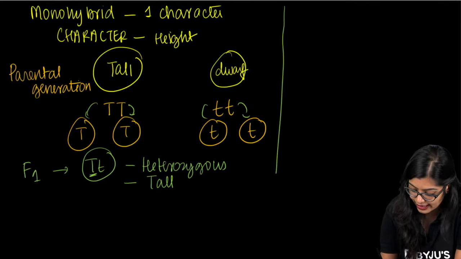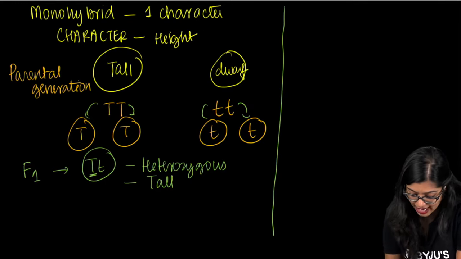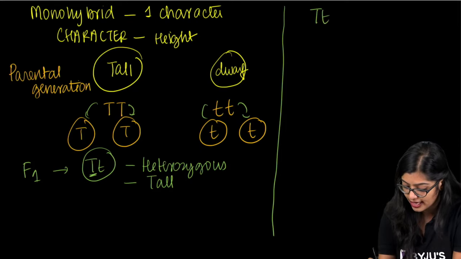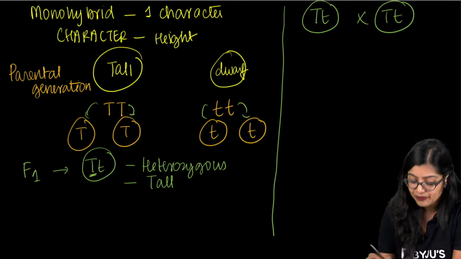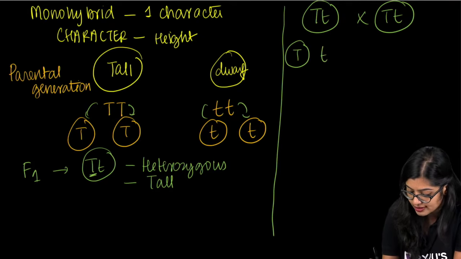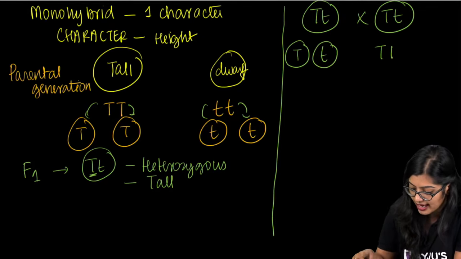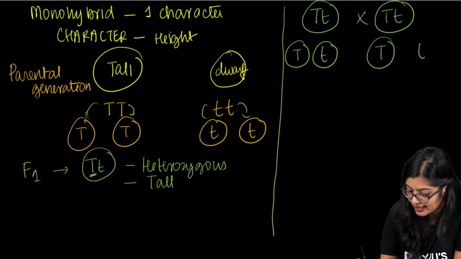Now what did he do? He is like, I am more curious. So I will take my F1 plant. I'm going to take this plant that I got here. I will take one more of it. And then what did he do? He crossed it. So these are my gametes, right?